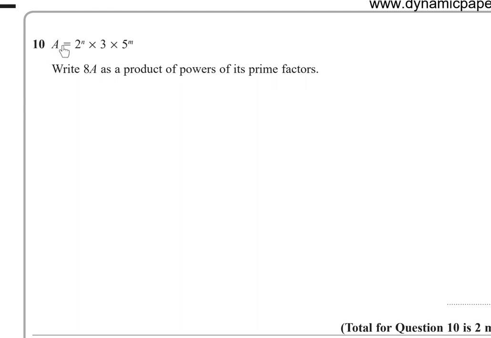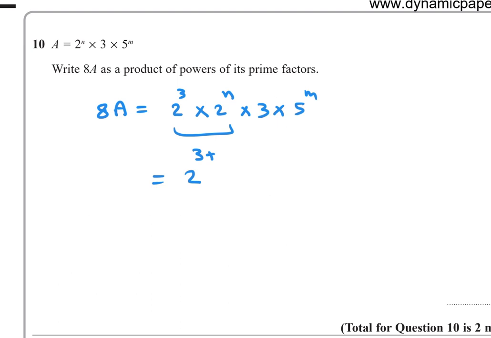Number 10. A equals 2 to the power n, multiplied by 3, multiplied by 5 to the power m. Write 8a as a product of powers of its prime factors. 8a equals, 8 can be written as 2 times 2 times 2, so 2 to the power 3, and a equals 2 to the power n multiplied by 3 multiplied by 5 to the power m. Now when you multiply, add the powers. So this will be 2 to the power 3 plus n, times 3, times 5 to the power m.